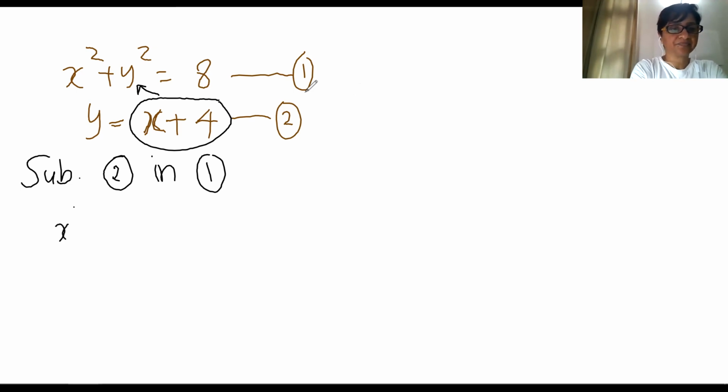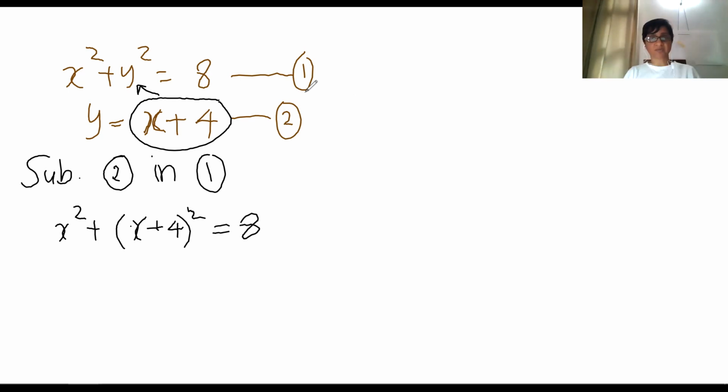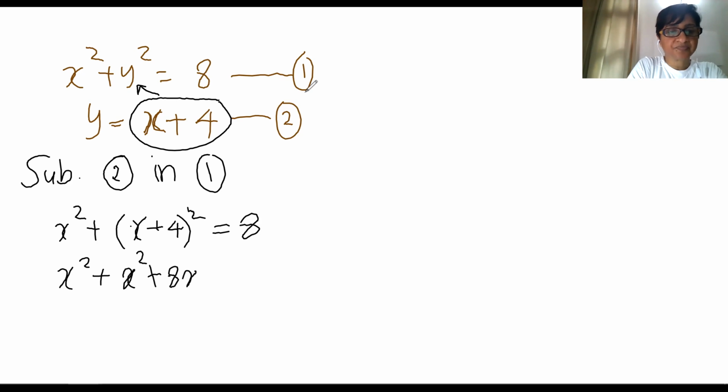x squared plus, for y squared I get (x plus 4) squared equals 8. Now that is my quadratic, right? I have eliminated y and I have a single equation which is a quadratic of just one variable x. So I have to find the discriminant of this. Before that, I have to get this into the proper format. So let me square everything. x squared plus x squared plus 8x plus 16 equals, let me bring the 8 also to this side, minus 8 equals 0.